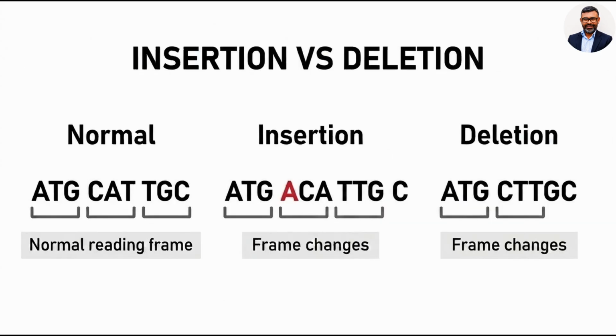Here is a quick comparison. In insertion, a nucleotide is added. In deletion, a nucleotide is removed. When one or two bases are added or removed, the reading frame may change, resulting in a frameshift mutation.